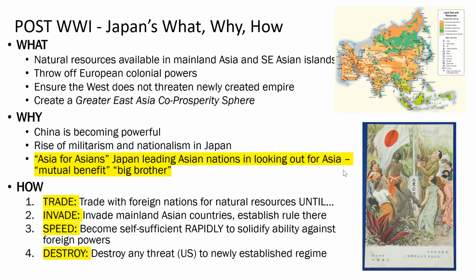Lastly, once they've been able to get in there quickly, efficiently, dominate, gather those natural resources, and transform them into weaponry, all of those things, they can destroy any threat, which they saw the United States as being, kind of like, public enemy number one for them. They could destroy any threat to the newly established regime.